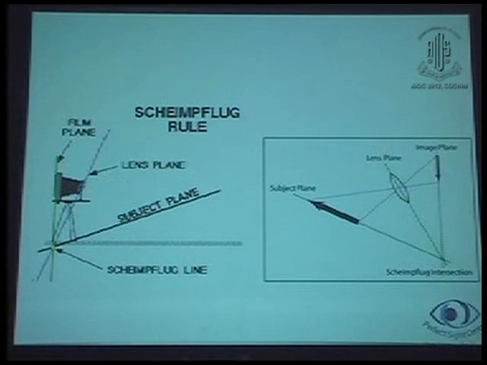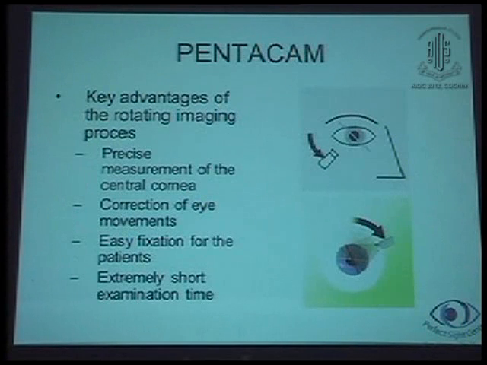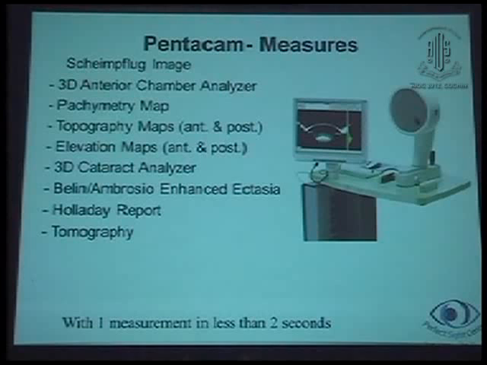You see, this is the camera film, this is the lens plane, and this is the subject plane. So what it helps us do is, like objects in the axis of the lens can also be seen. So this gives very precise measurements, and it gives us all sorts of information like pachymetry, topography, elevation, both anterior and posterior. A cataract analyzer is also built in.